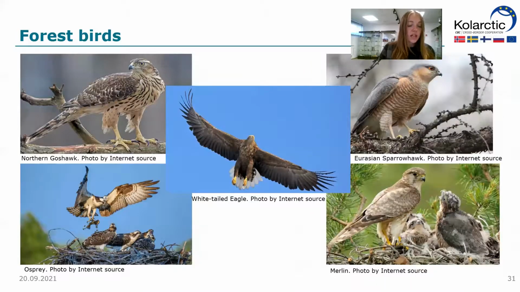And last, many of these species are hunted by northern goshawk, Eurasian sparrowhawk, merlin, and even white-tailed eagle. A special predator that builds its nest in the forest is the osprey. It hunts on the river and lakes because it prefers to eat exclusively fish.